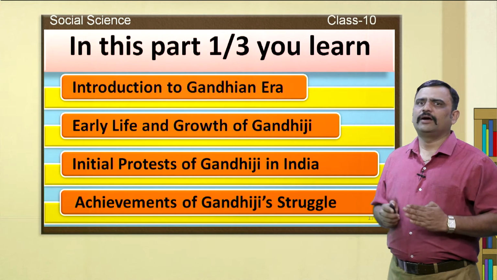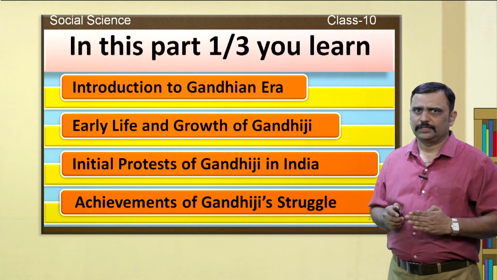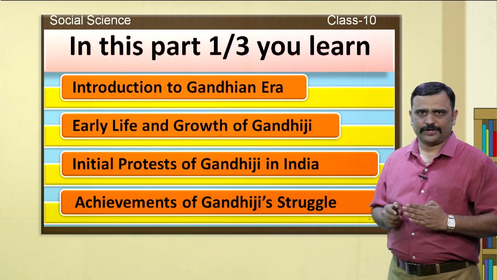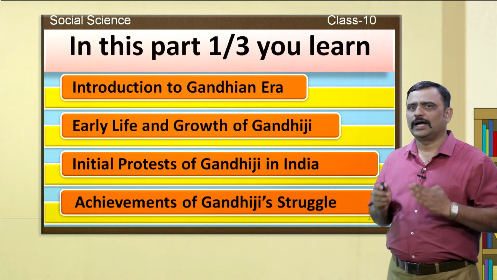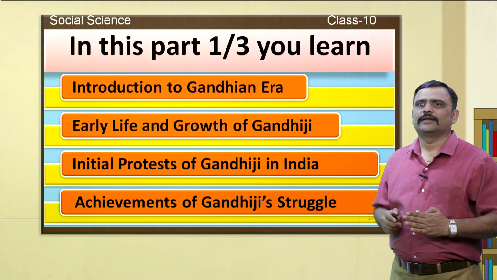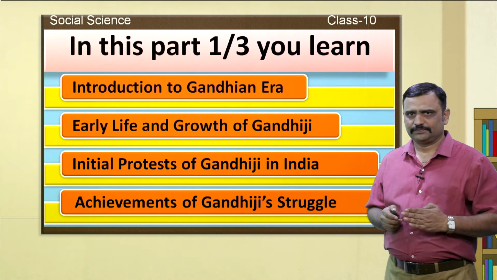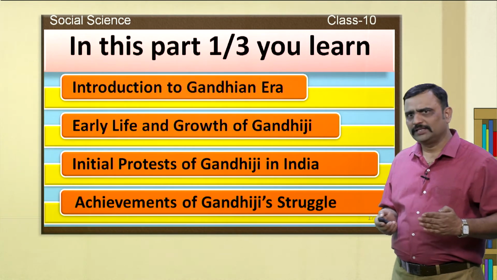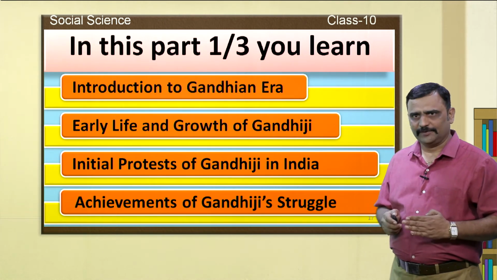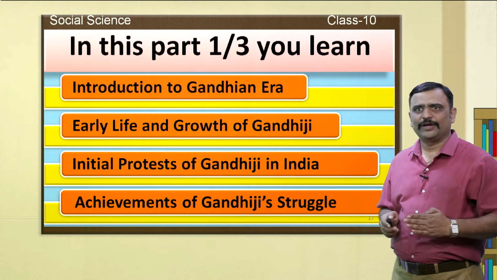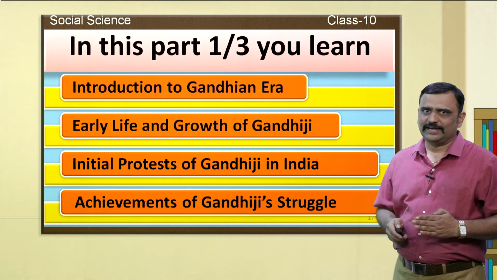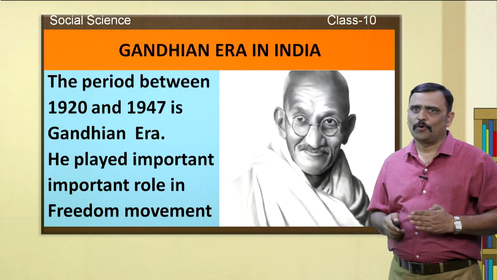Let's begin today's unit, that is unit 1 of the 8th chapter in history: Introduction to Gandhian era, early life of Mahatma Gandhi ji and growth of Mahatma Gandhi ji, initial protests of Mahatma Gandhi ji in India, achievements of Gandhi ji's struggle in India. These are the things we are going to discuss in this unit. Apart from this, let's know what else we are going to know here.